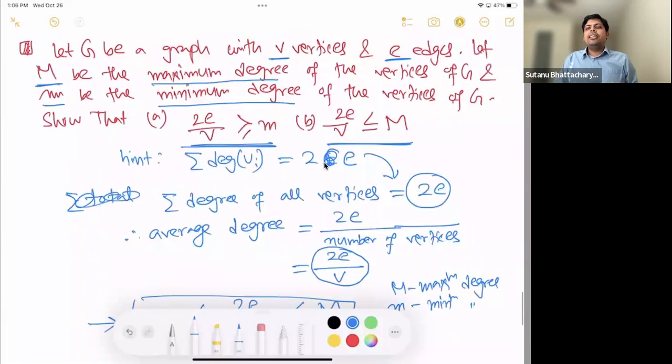So using the same handshaking theorem, we can prove this thing. So this is also important for your final exam.